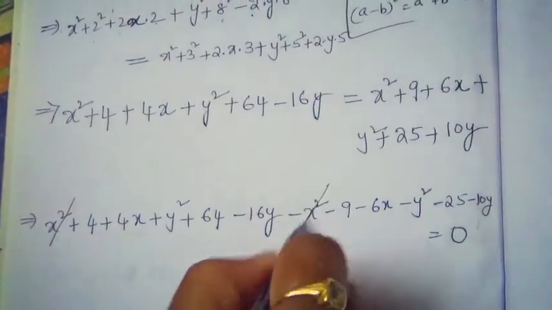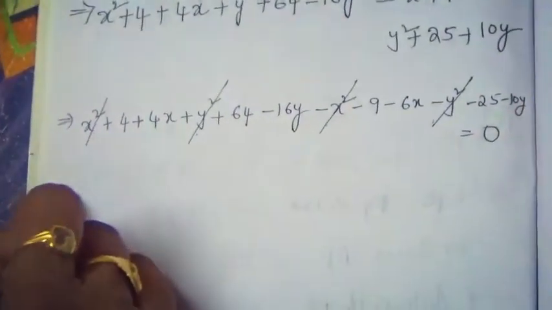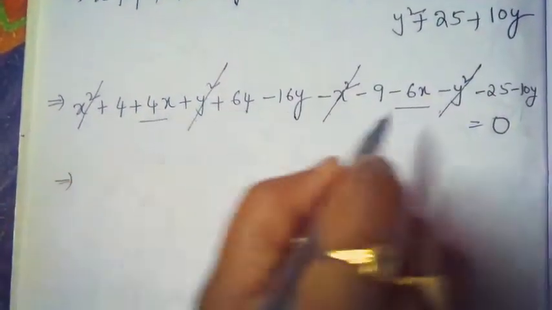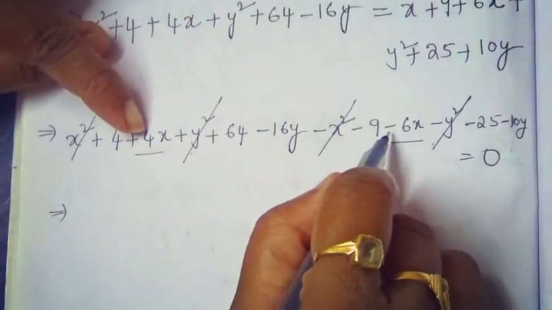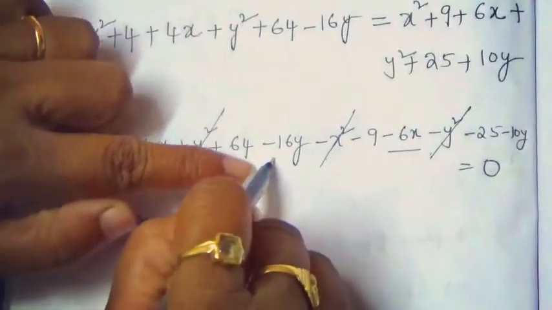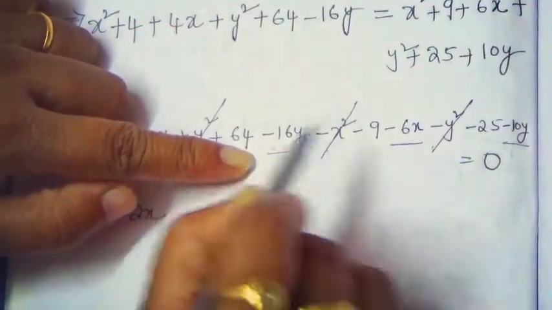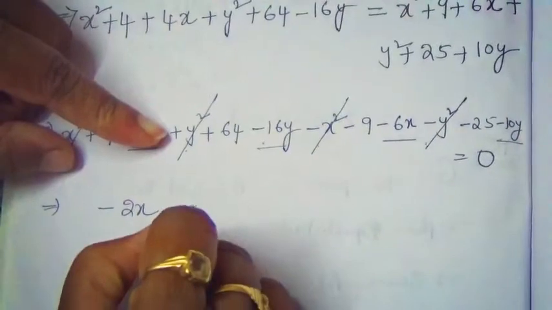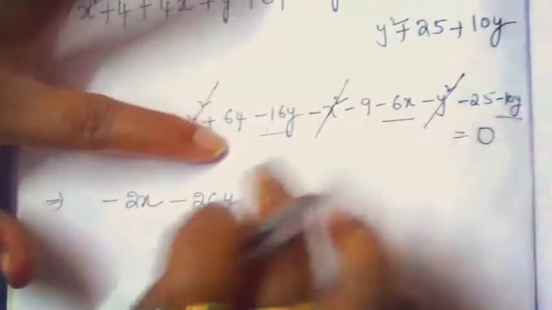Plus x square minus x square cancelled. Plus y square minus y square cancelled. Only the x terms you just look after here. Here we have only two x terms. That is plus 4x minus 6x. We subtract this 4x from 6, but we remember the minus, so minus 2x. And the y terms, these two, so we look at minus 16y minus 10y. Minus, both you have to add, 16 plus 10 is 26y. Both you have to add, because the signs are same.